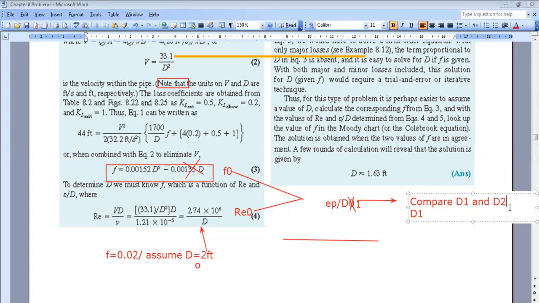D1 and d0, I mean. Okay, so you do d1 minus d0 over d0. If you get a ratio smaller than 5%, you stop. If it's higher than 5%, you continue.